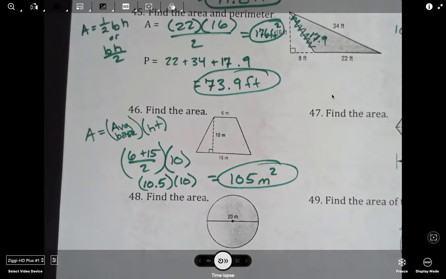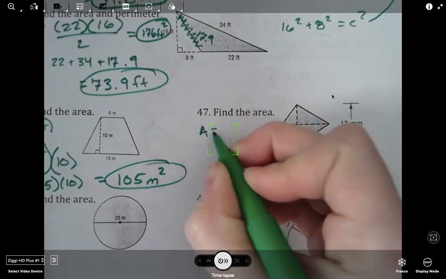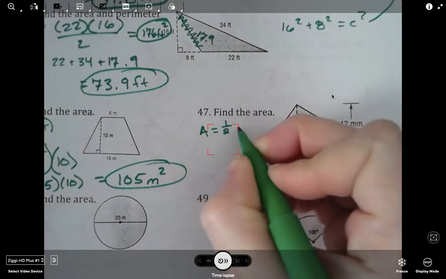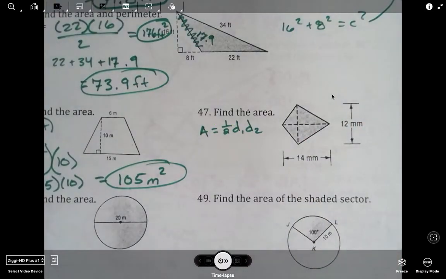All right, 47. What is that shape? Kite, and we're finding the area of the kite. How do you do that? Half the, they call them diagonals, diagonal 1, diagonal 2. They're kind of like the base and the height.